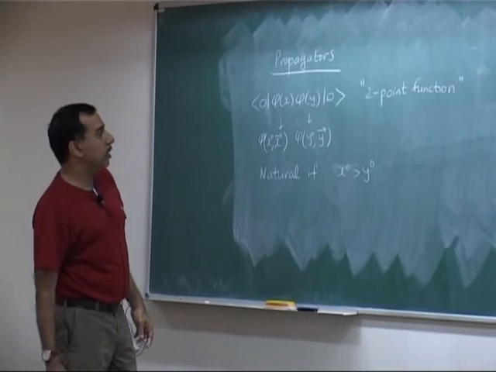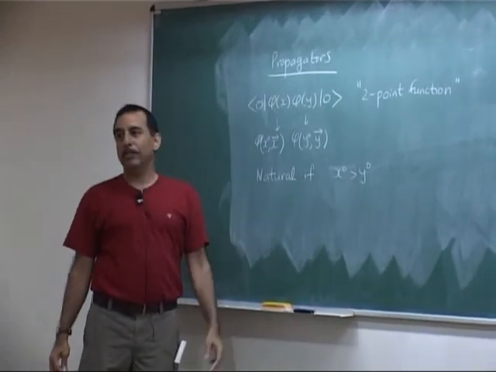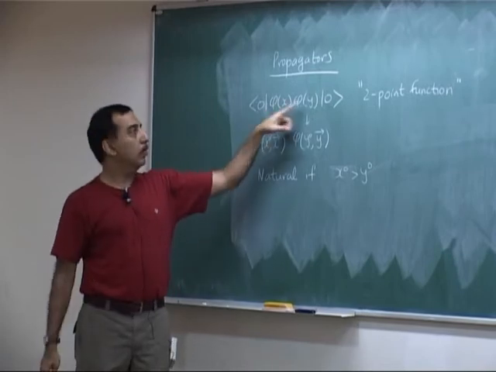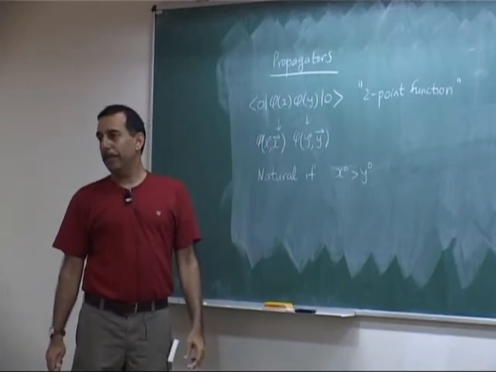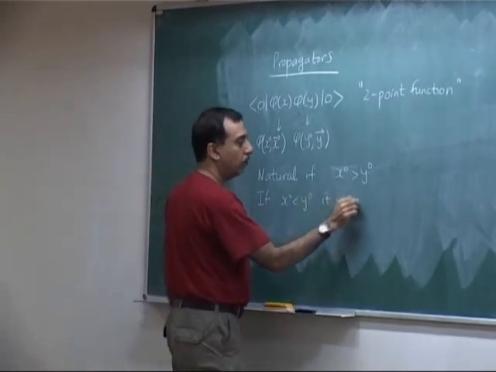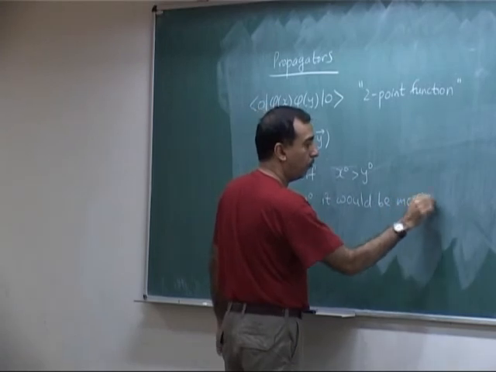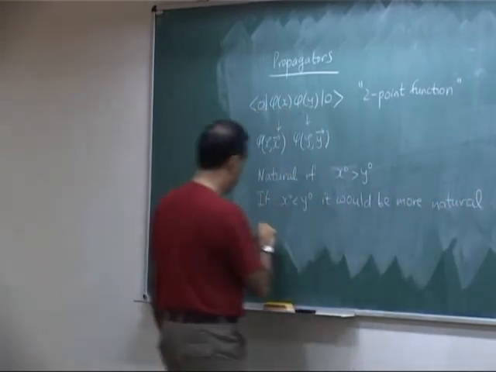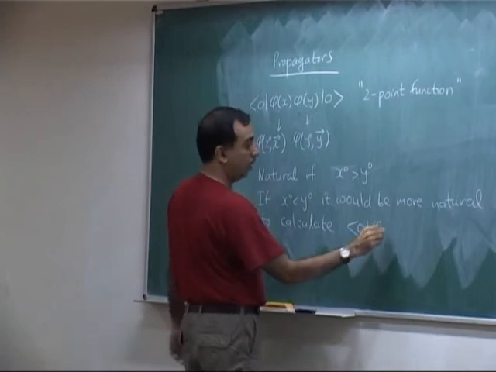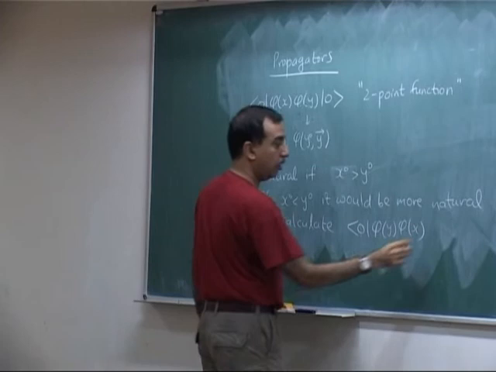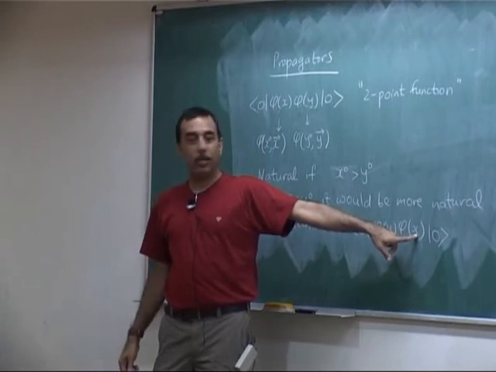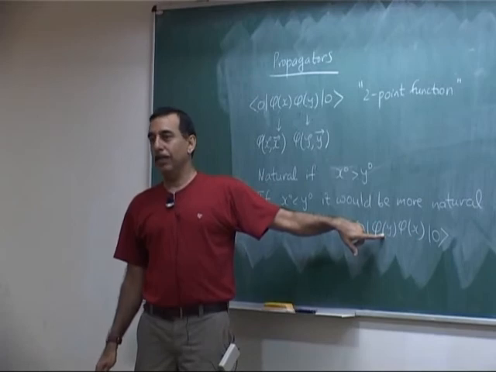Okay. If X0 was less than Y0, it would be more natural to compute the product in the reverse order. Remember, these two things don't commute with each other, because these are full of A's and A daggers. So phi at X and phi at Y don't commute with each other in general. So if X0 was less than Y0, it would be more natural to calculate zero, phi at Y, phi at X, zero. Because then this would describe a particle created at the space point X at time X0, and then destroyed at the space point Y at time Y0.